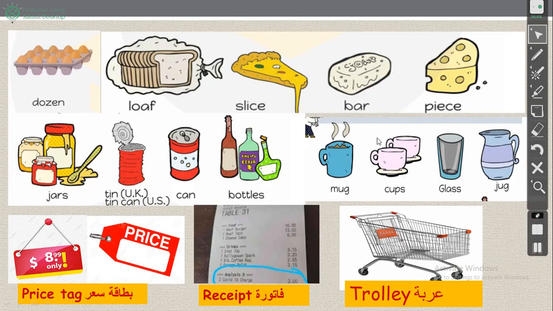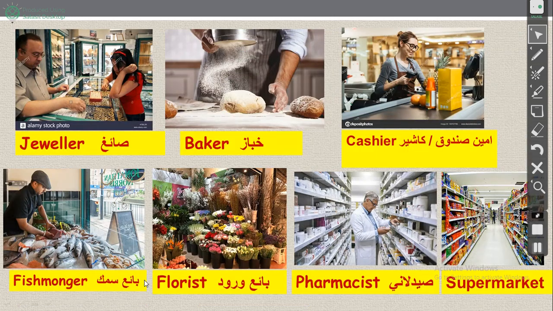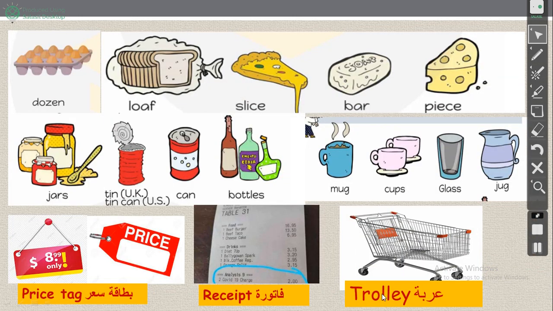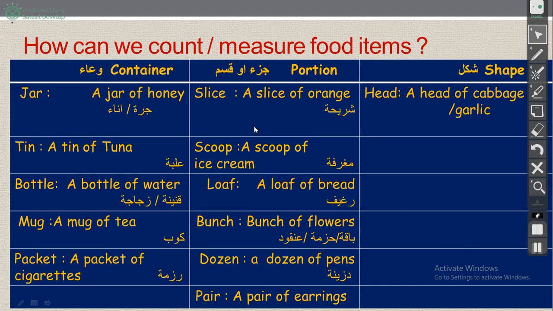This is number 1. Number 2, here you should know what is the container. Okay, يعني just look at the picture and memorize it, the picture. And please write here the meaning on your notebook. هلا على الدفتر 1 2 3. Price tag and receipt and trolley عربي in your notebook. يعني every word with its meaning. Okay, يعني the meaning here and the meaning here. 1 2 3. Okay, and this is our lesson. يعني we should know how we can count food.